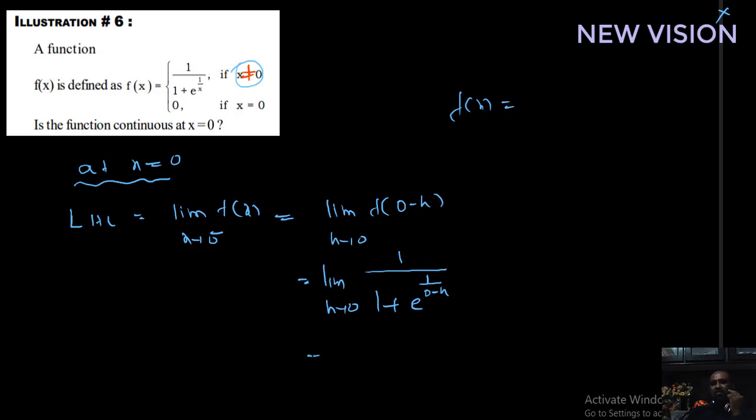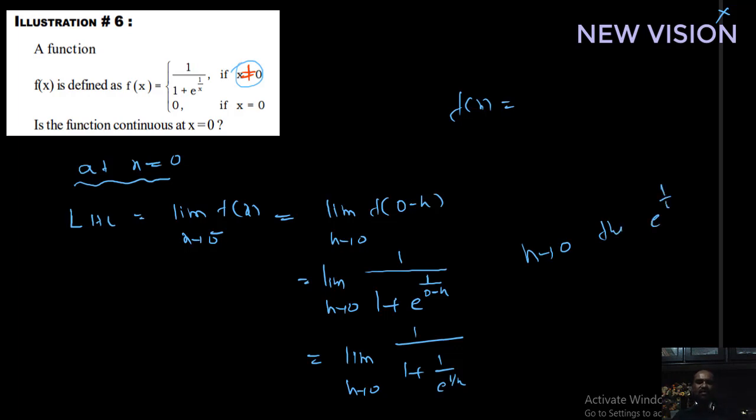Okay students, so how can I write the limiting value of 1 by 1 plus 1 by e power 1 by h, h tending to 0. Students listen, h is tending to 0, then e power 1 by h is tending to infinity only. h tending to 0 means 1 by h is tending to infinity, so e power 1 by h is tending to infinity. e is 2 point something, power a bigger number, so that is tending to infinity only. This implies 1 by e power 1 by h is tending to 0.